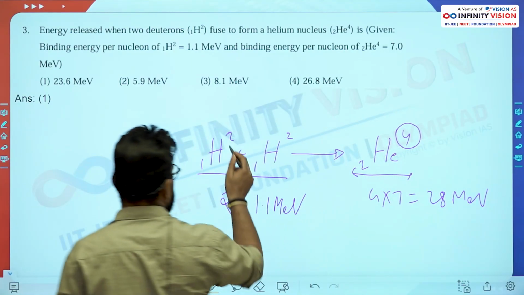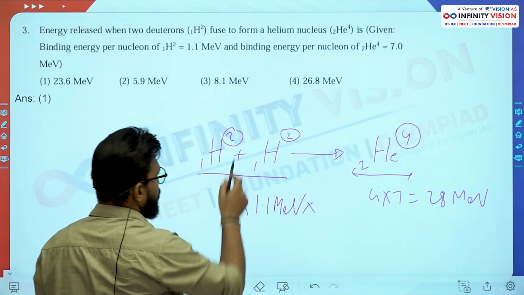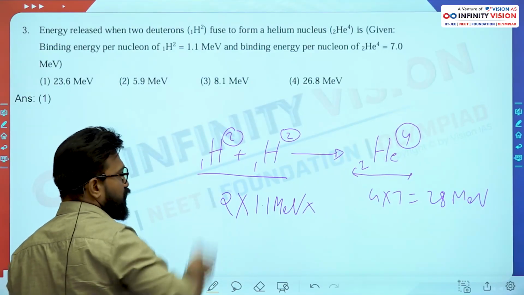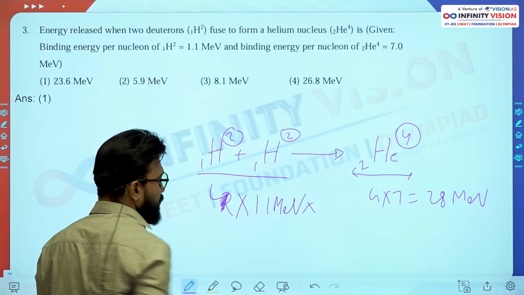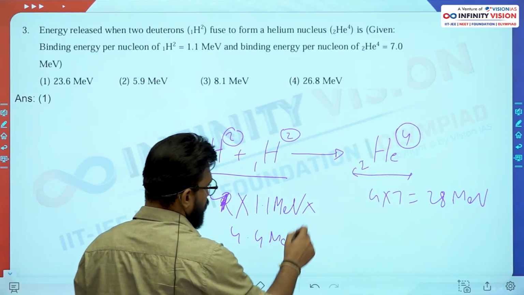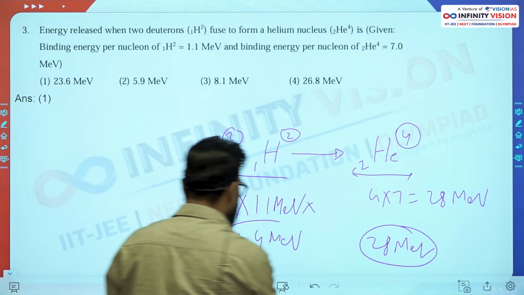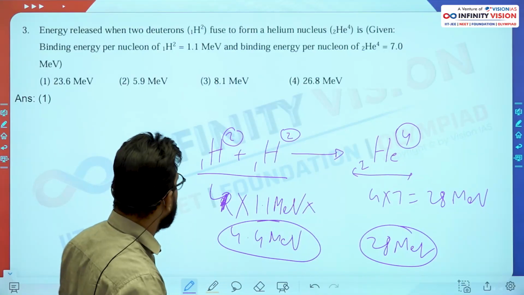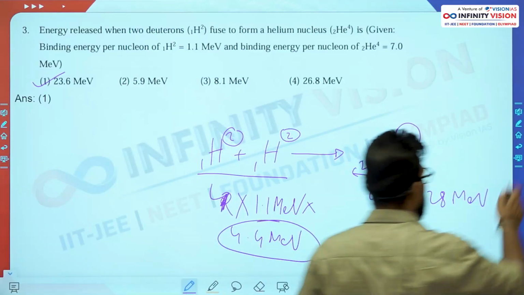Remind you here the nucleons would be 4. 2 atoms, and each atom would have 2 nucleons. So in totality, the total number of nucleons is 4. So here it would be multiplied by 4. So it is equivalent to 4.4 mega electron volt. Here it is 28 mega electron volt. How much energy will be released? 28 mega electron volt minus 4.4 mega electron volt. So the answer comes out to be your first option, which is 23.6 mega electron volt.